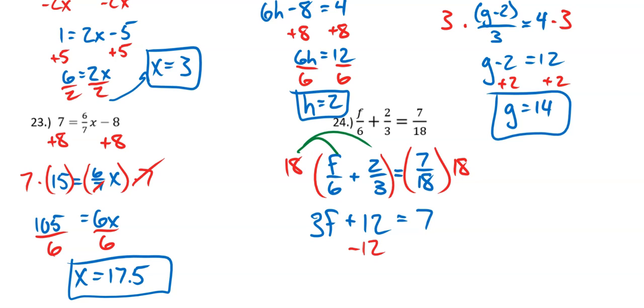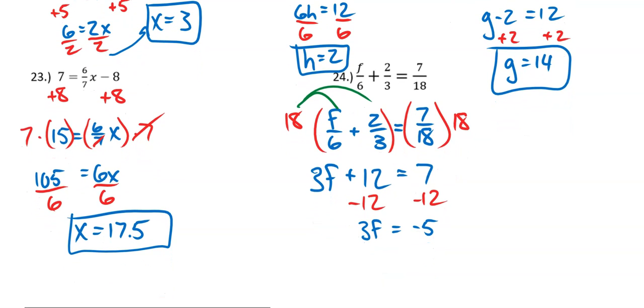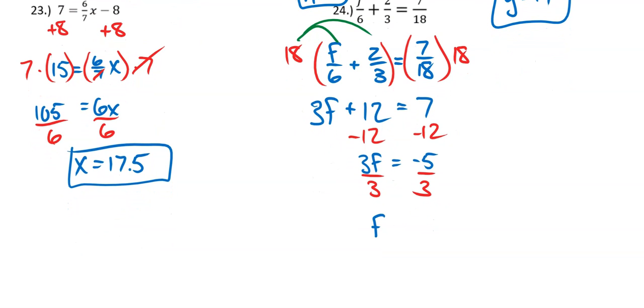So now I can undo operations here. I'm going to subtract the 12 from each side. And I'm going to divide by the 3. And I'm just going to leave this as a fraction, -5/3, because it's easier to leave that way. Sometimes it's appropriate to write it as a decimal. The last one I did as a decimal. This one I'm going to leave as a fraction, okay? And always follow the directions if one says to leave it one way or another, okay?